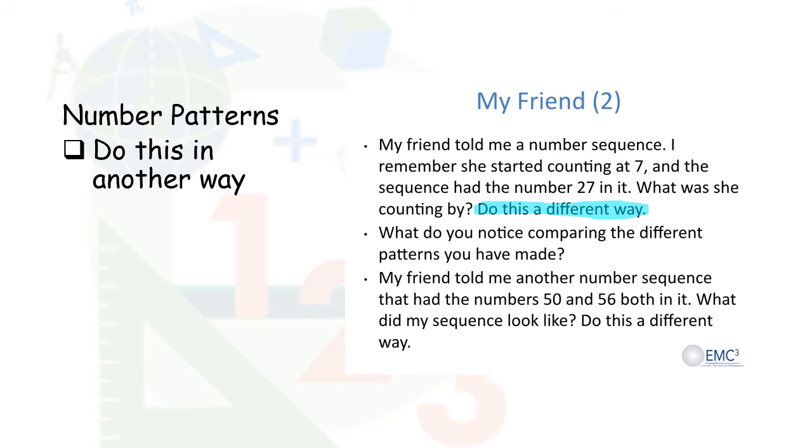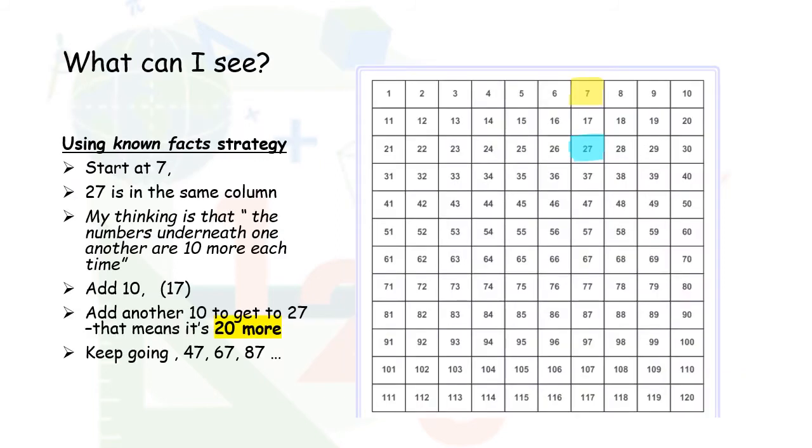What about if we do this in another way? Because remember, our question said to do it in a different way, and you can see that highlighted here. So the first one we did was trial and error. We tried something to see if it worked. If it didn't work, we tried something else. But what about if I use my known facts strategy?